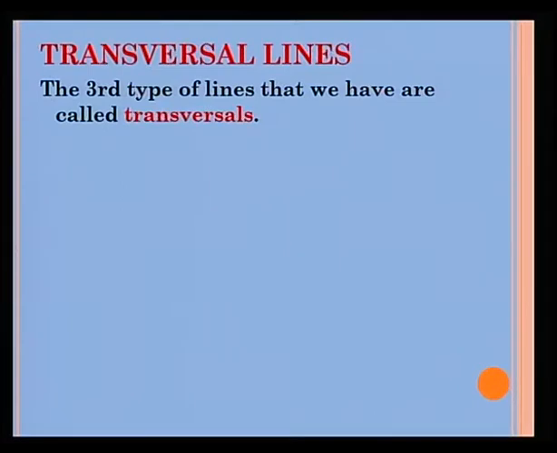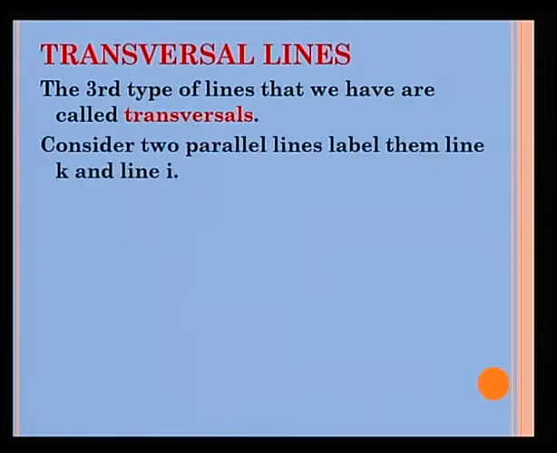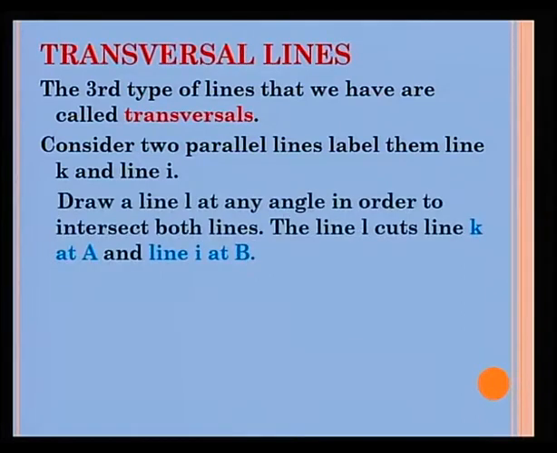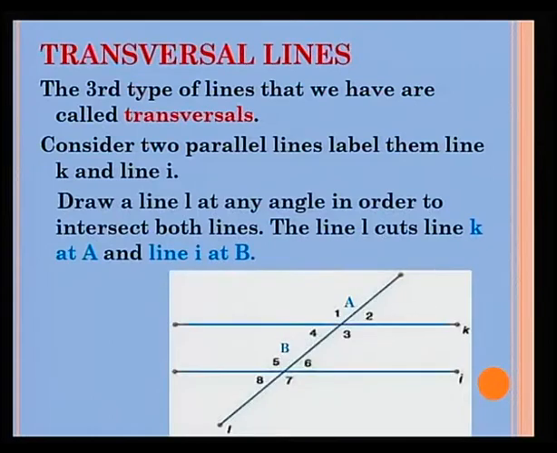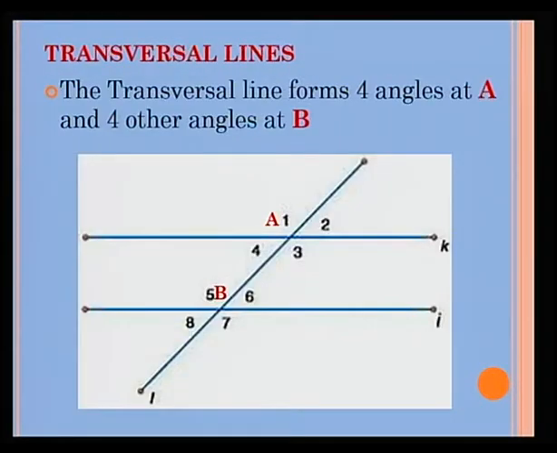The third type of lines that we have are called transversal. Consider two parallel lines, label them line K and line I. Draw a line L at any point in order to intersect both lines. The line L cuts line K at A and line I at B. The transversal line forms four angles at A and four angles at B.